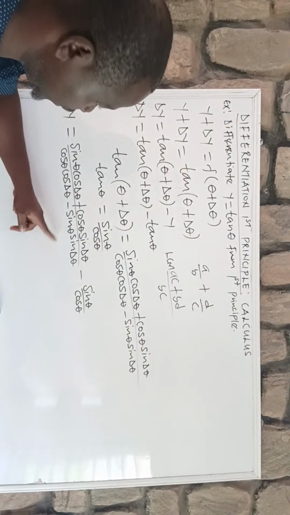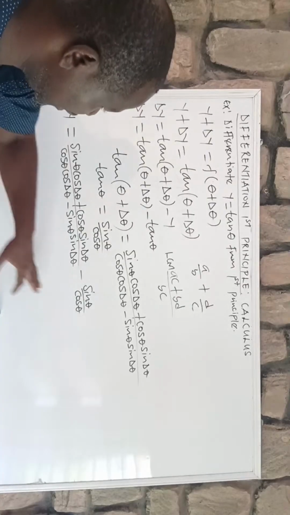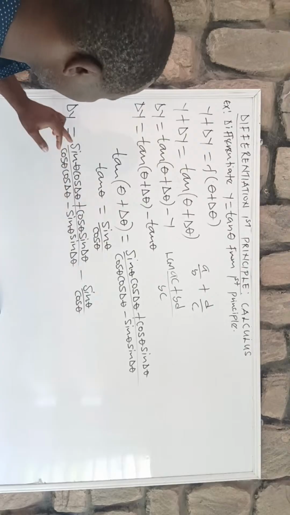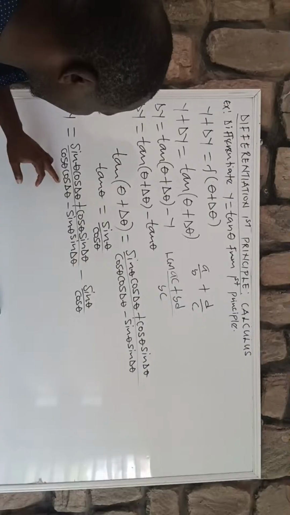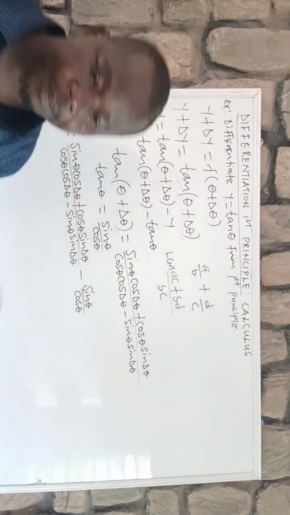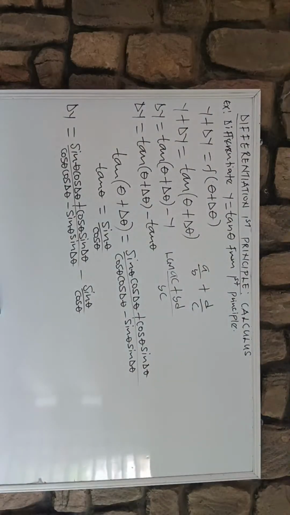Now look at it. If you can see what I am saying, use this cos theta to multiply this left hand side. Then use this cos theta to multiply this cos delta theta minus sin theta to multiply sin theta. Is that clear? Okay. So far so good. Let's proceed.